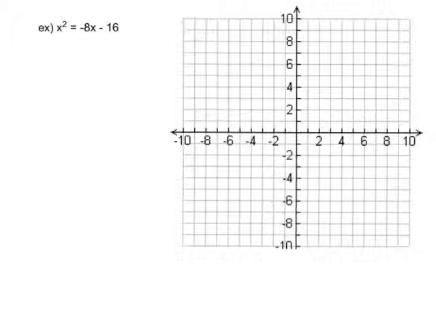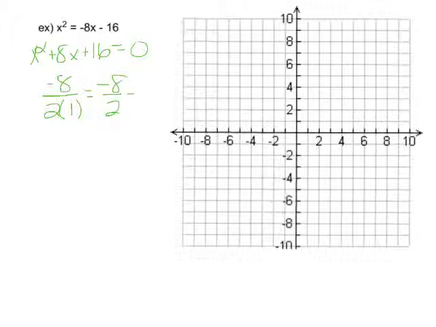So we're going to rewrite this as x squared plus 8x plus 16 equals 0. I'm going to solve for my vertex. So I have negative 8 over 2 times 1. So I get negative 8 over 2, which equals negative 4. And then I'll have negative 4 squared plus 8 times negative 4 plus 16.